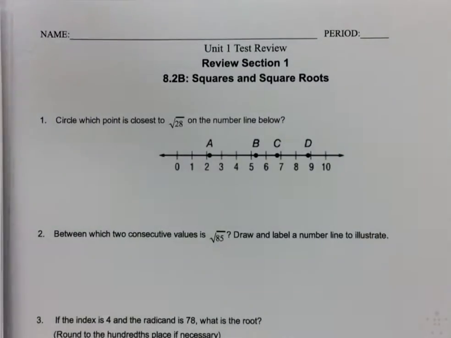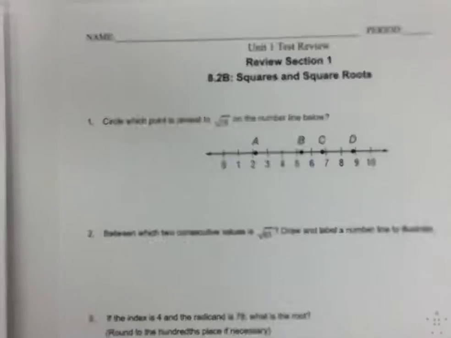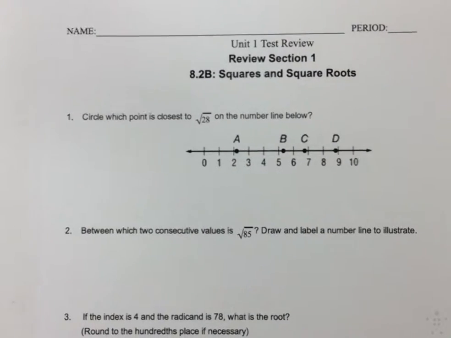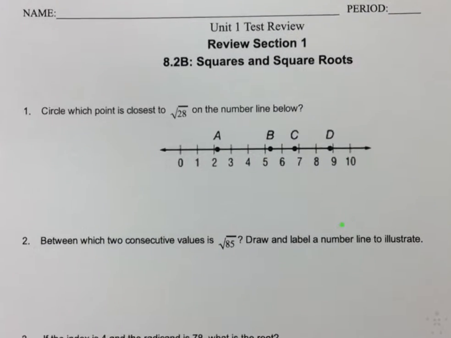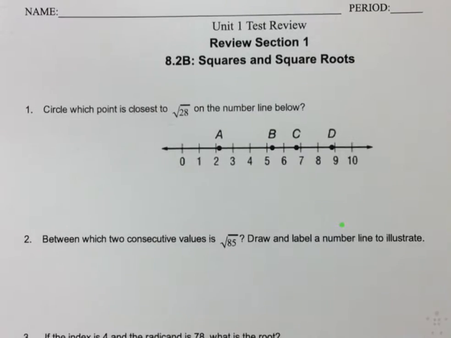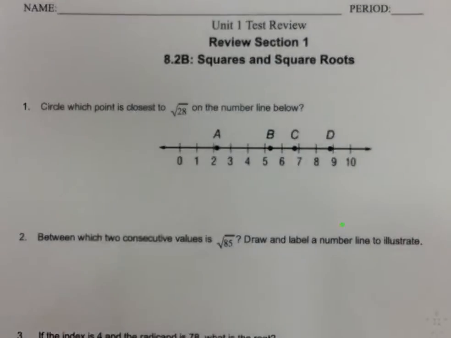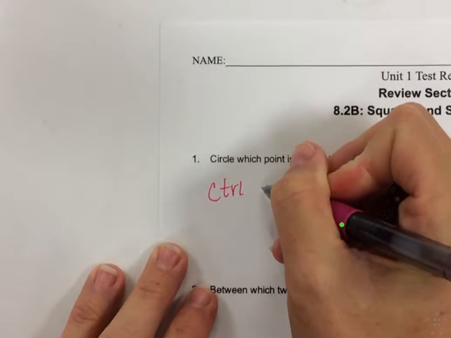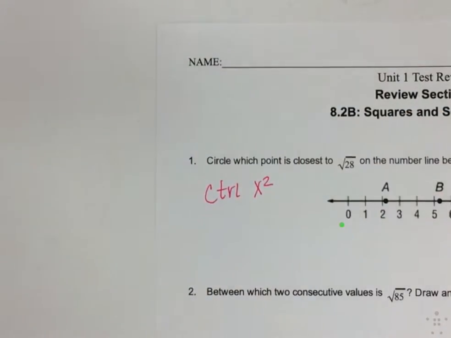Okay, this is section number 1, which is squares and square roots. You're going to have to make sure that you know how to use your calculator for this part of the test. Question number 1 says, circle which point is closest to the square root of 28 on the number line. So you want to remember in your calculator, you're going to hit the control and then the x squared.